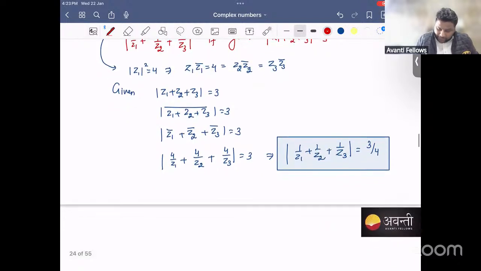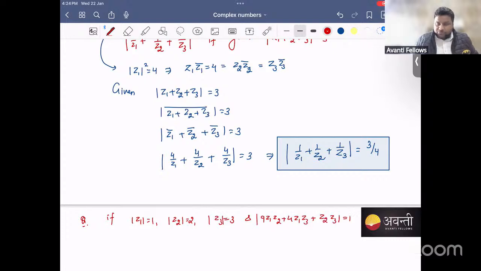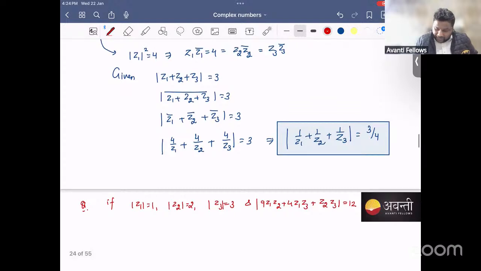But the question is, if magnitude of Z1 is 1, magnitude of Z2 is 2, magnitude of Z3 is 3, and magnitude of 9Z1Z2 plus 4Z1Z3 plus Z2Z3 is equal to 12, find the value of magnitude of Z1 plus Z2 plus Z3. Yes, give it a try.